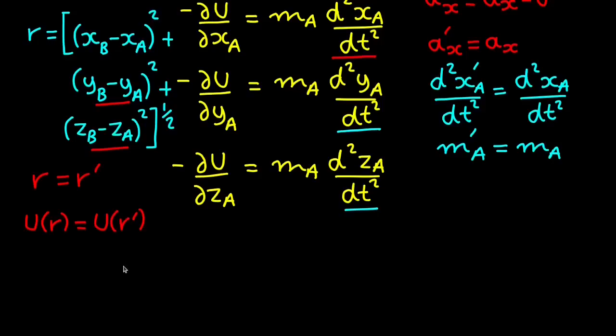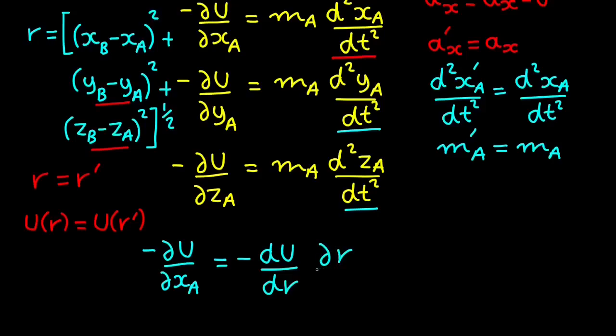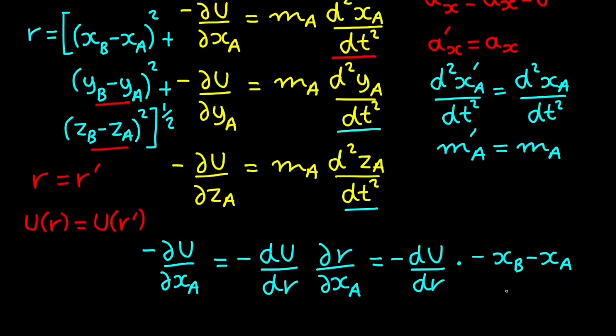And now we want to show that these partial derivatives are invariant under a Galilean transformation. So what we have is minus a partial of u with respect to the position of particle A. So that's equal to minus the derivative of u with respect to r by the partial of r with respect to the position of particle A. So what we get is minus du dr, and the partial of r with respect to xa, which you can obtain using the chain rule, gives minus xb minus xa over r.